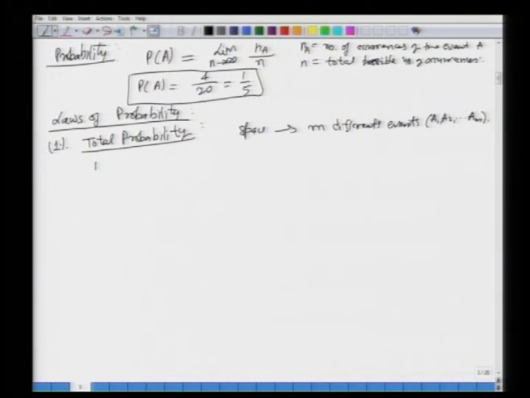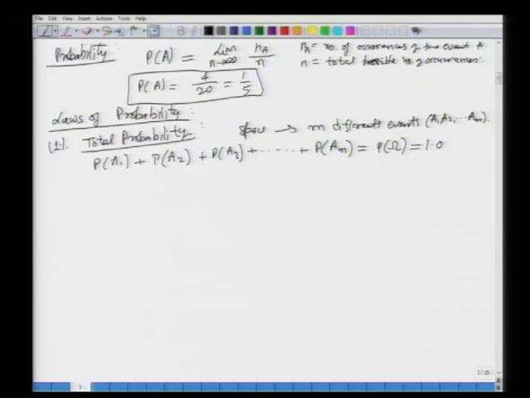So, mathematically what we can say is that the probability of the event A1 occurring plus the probability of the event A2 occurring plus the probability of the event A3 occurring, and so on all the way to the probability of your event Am occurring, should be equal to the probability of your total sample space occurring, and that has to be equal to 1.0.